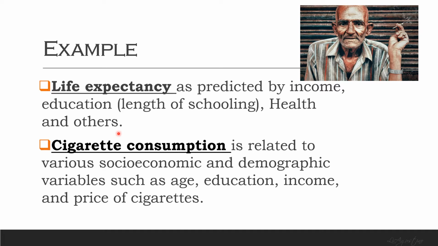And also we can have an example of cigarette consumption. It is related to various socioeconomic and demographic variables such as age, education, income, and price of cigarettes. So when we say age, if I am still a teenager, of course, I will have lesser cigarette consumption. But I'm not telling you to consume cigarettes. Better not to. And then if I have higher income, we can use regression analysis in some of these studies. And so let's go on.